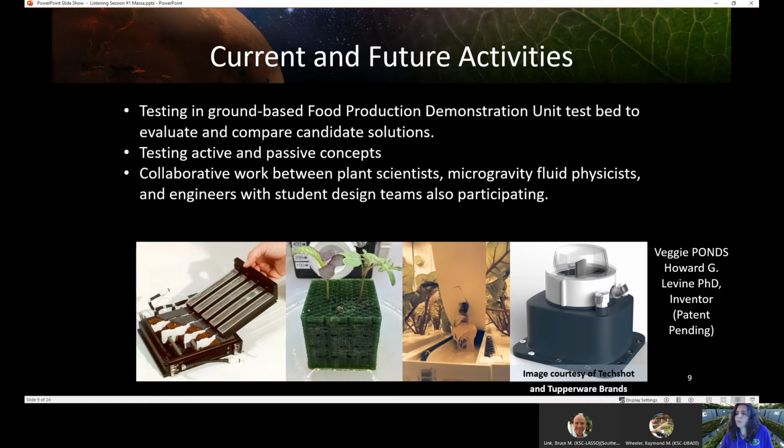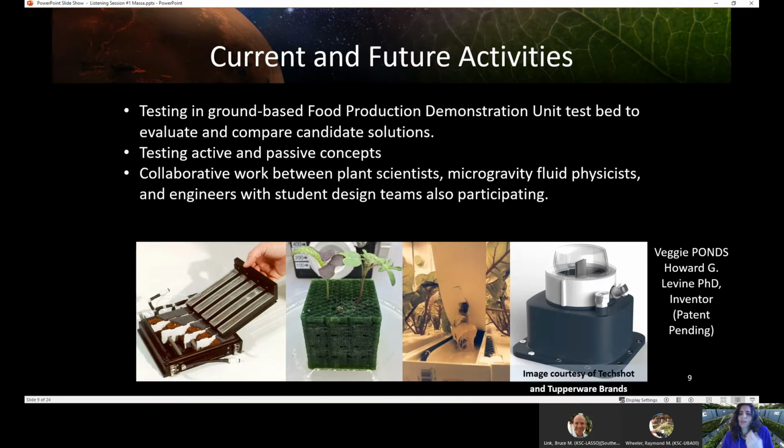So if you look at the pictures on the bottom, the first one is a concept where porous tubes are embedded in a substrate. This is very similar to what we're using in our advanced plant habitat now, and this is an active system. It works pretty well, but it perhaps is not the most sustainable. We don't want to be launching substrates. So we're looking at variations on this theme with porous tube.